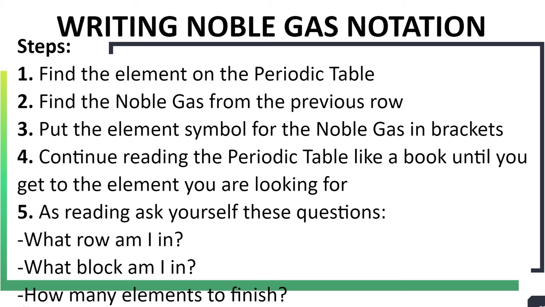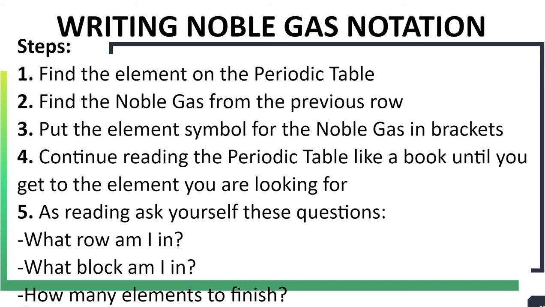So first of all, we're going to find the element on the periodic table. Then we're going to find the noble gas from the previous row of wherever that element is at. We're going to put the element symbol for the noble gas in brackets, and then we're going to continue reading the periodic table like it's a book from there until we get to that element. And remember, we're going to ask the same questions as we go through. We're going to ask, what row am I in? What block am I in? And how many elements to finish?